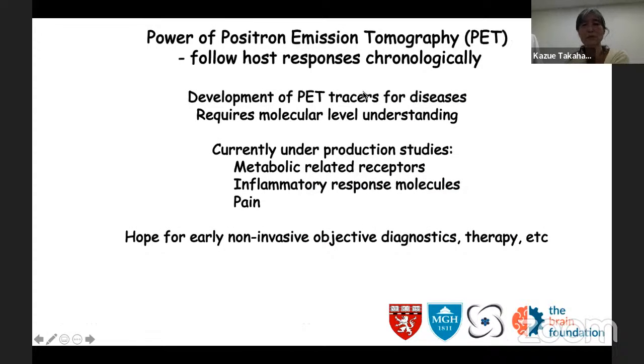Currently we have studies under production. These tracers are made by radiochemists, targeting metabolic related receptors, some inflammatory related molecules, and also pain. And we hope that if we hit the right tracer, we could provide early, non-invasive, and objective diagnostics, and possibly therapy too, depending on what we are doing.